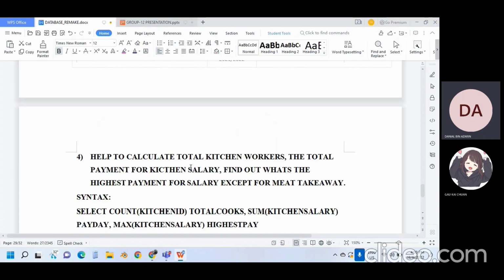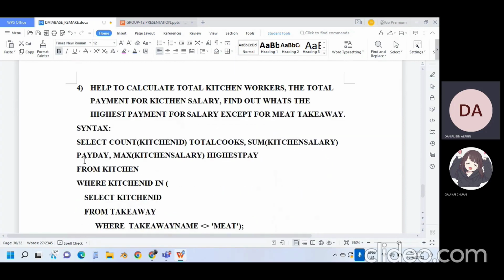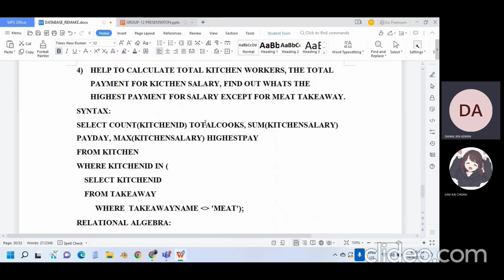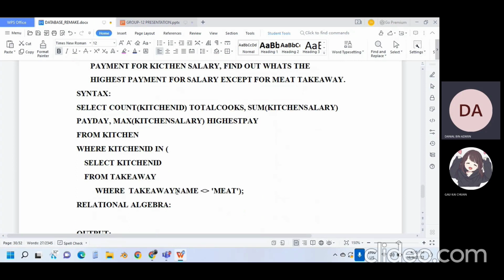Then we have to help calculate the total kitchen workers, the total payment for the kitchen salary, and find out what's the highest payment for salary except for meat takeaway. So the syntax will be select count kitchen ID, total cooks, sum kitchen salary, payday, max kitchen salary as highest pay from kitchen, where kitchen in, select kitchen ID from takeaway, where takeaway name is not equal to meat.